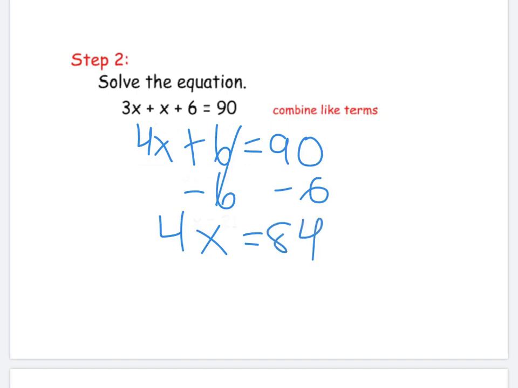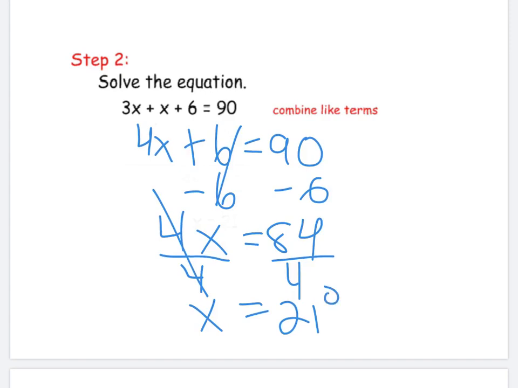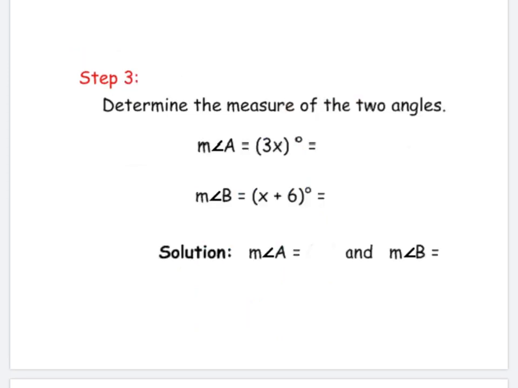Then to get rid of the 4, it's being multiplied by x right now, so I have to do the opposite, which is division, and I want to divide both sides by 4. The two 4's here cancel each other out. I'm left with x, and then 4 goes into 84 twice and 4 once. So my answer is x is equal to 21 degrees. So step 1 was to write the equation. Step 2 is to solve the equation. So I now know that x is 21 degrees.